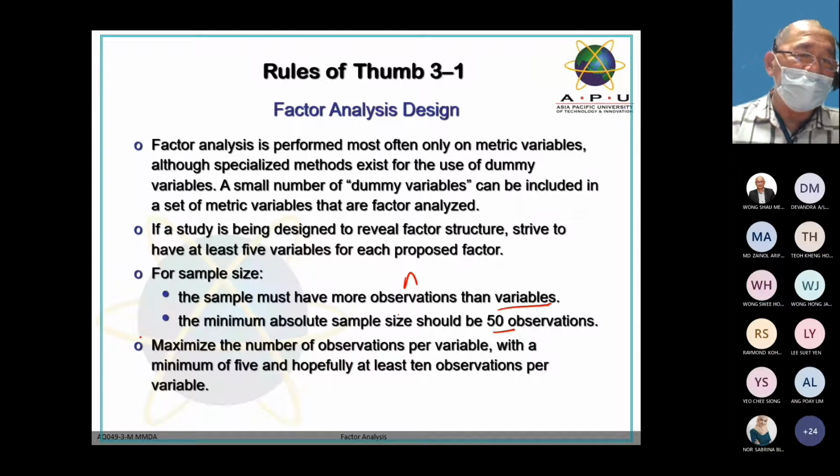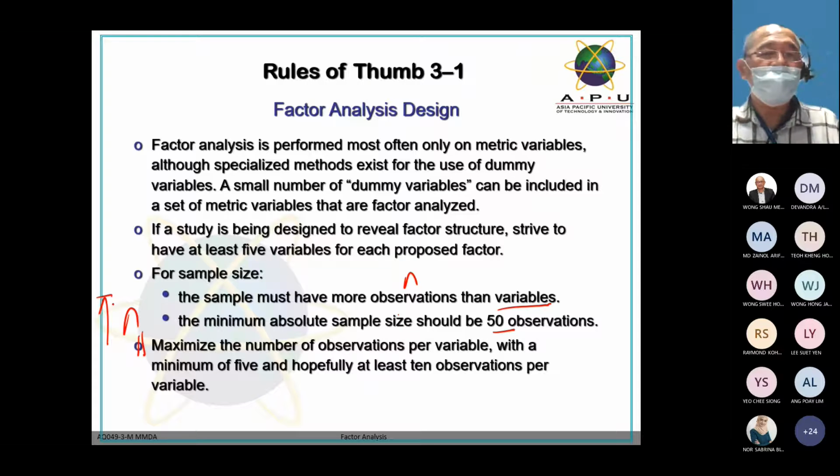As I mentioned just now, a larger sample size is better in statistics. So maximize the number of observations for each variable. The minimum is 5, but at least 10 is better. Minimum is 5, but 10 is better for each variable.